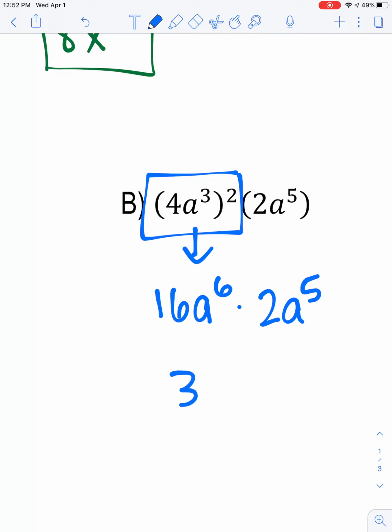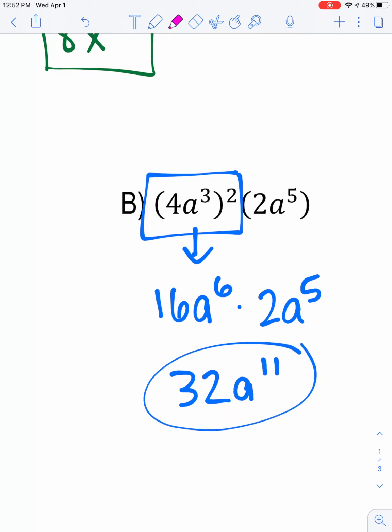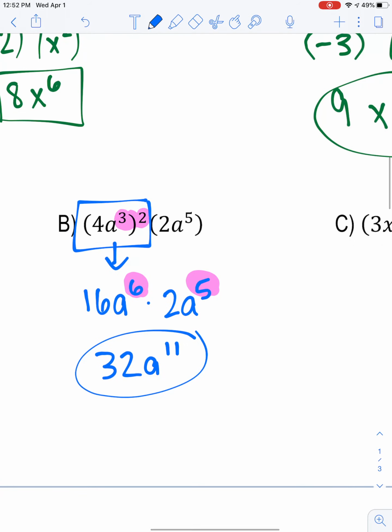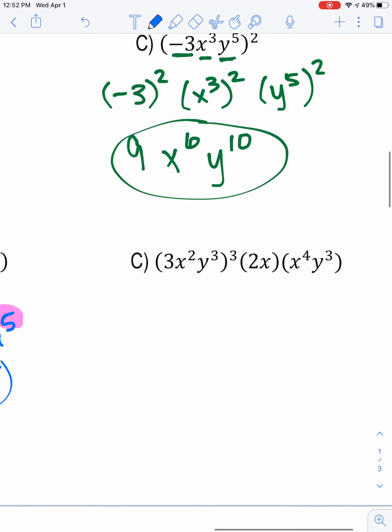So now 16 times 2 is 32. A to the 6th times a to the 5th is a to the 11th because now I'm adding. What you have to be careful about here is you're using multiple properties in one problem. So notice these got multiplied because we had a power to a power. But then these got added because I'm just multiplying 2 powers with the same base. So make sure you keep track of which property you're using.